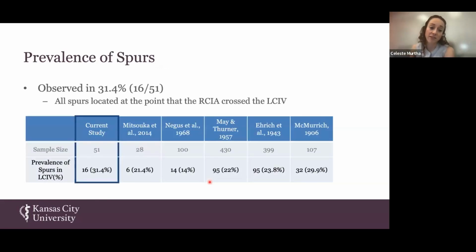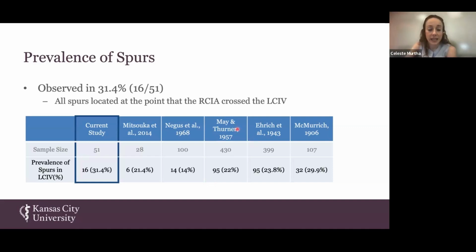In terms of spur prevalence, we observed spurs in 16 of 51 cadavers, which is equal to 31.4% of our population. All spurs were located at the point that the right common iliac artery crossed the left common iliac vein, which is consistent with what Dr. Eric suggested in 1943, I believe.